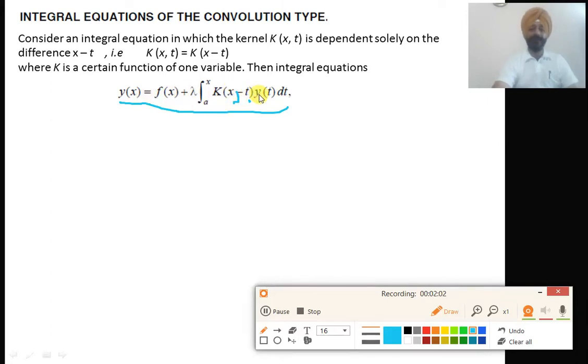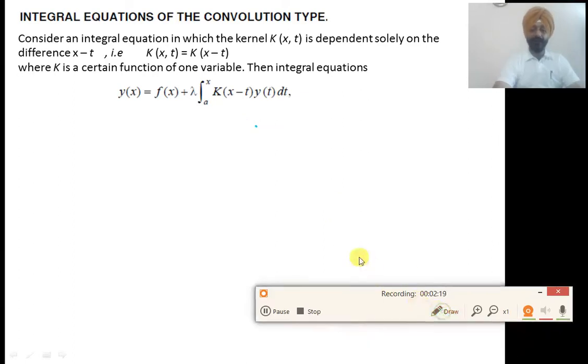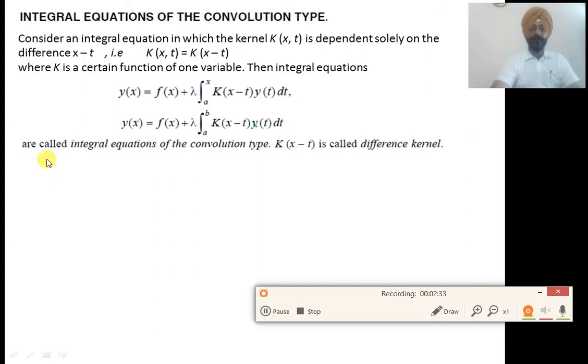This is the Volterra's integral equation: y(x) is equal to f(x) plus lambda integral from a to x k(x minus t) y(t) dt. So, this we want to discuss in this lecture. The next one is y(x) equal to f(x) plus lambda integral from a to b. So, this is the Volterra, the first one is Volterra and the second one is the Fredholm integral equation. These are called integral equations of convolution type.